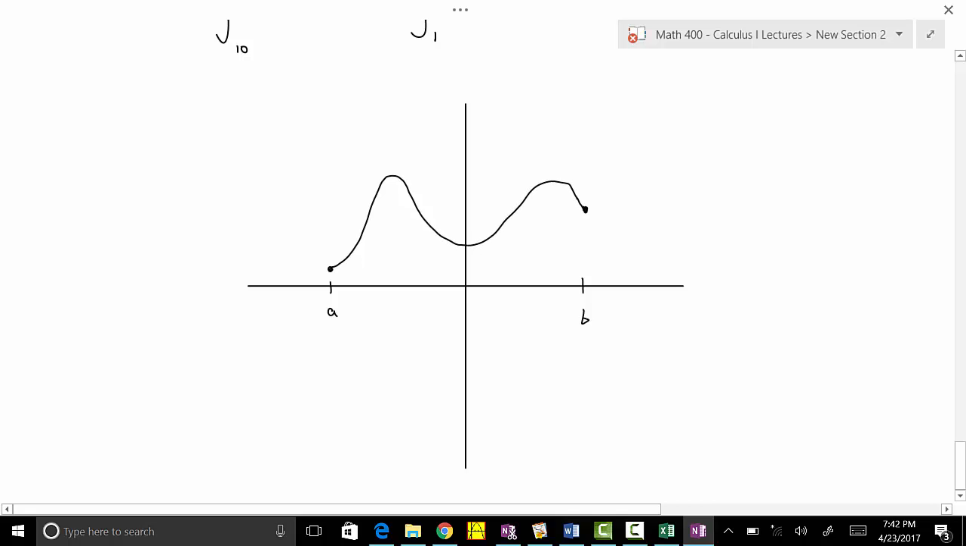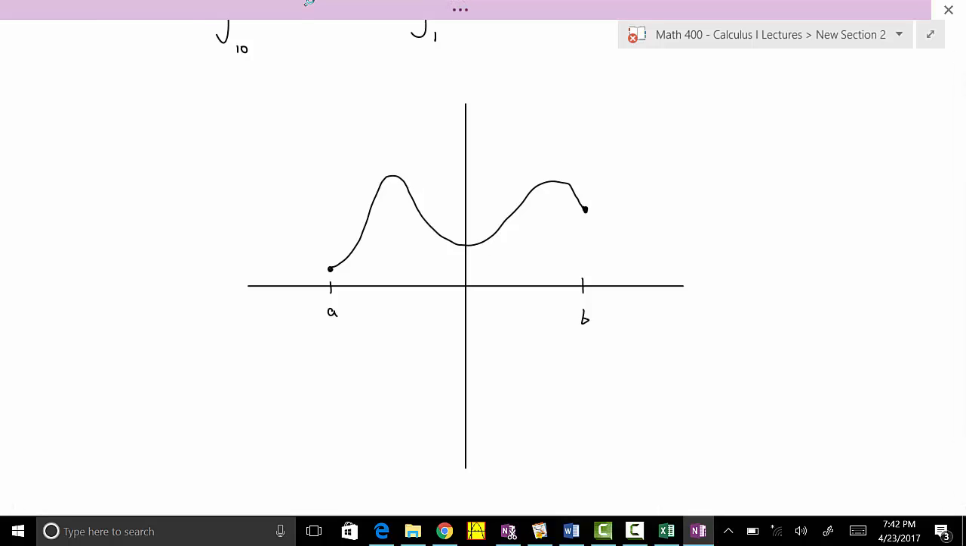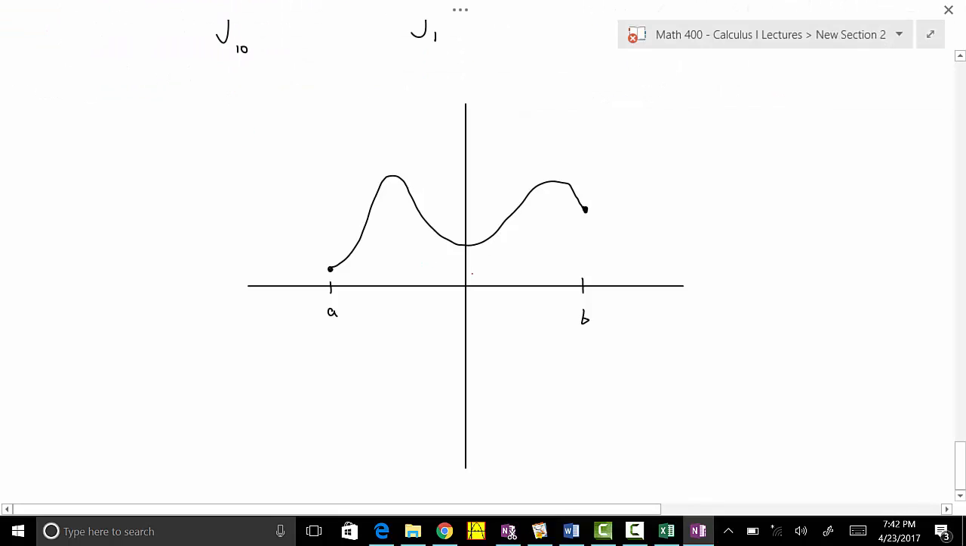So on the interval A to B, it has a lowest value. This lowest value here, right? The lowest y value. That's going to be called y equals little m. It also has a highest y value. It looks to be this guy right here, so I'll just do that. It has that highest y value.